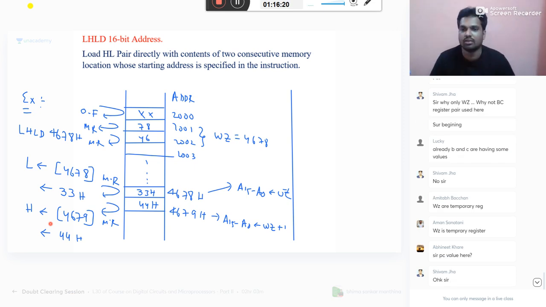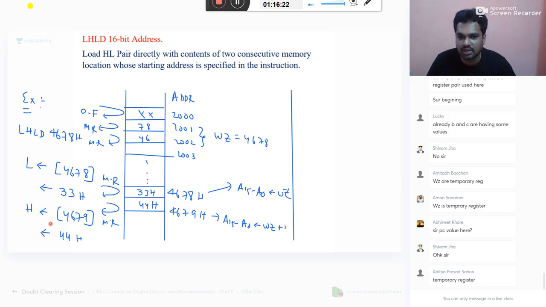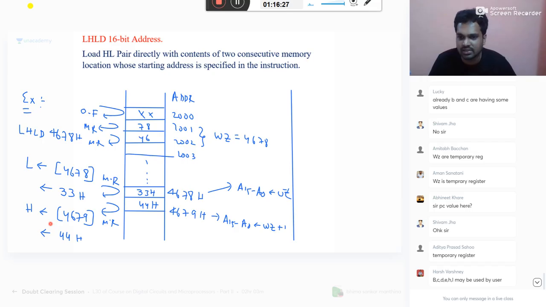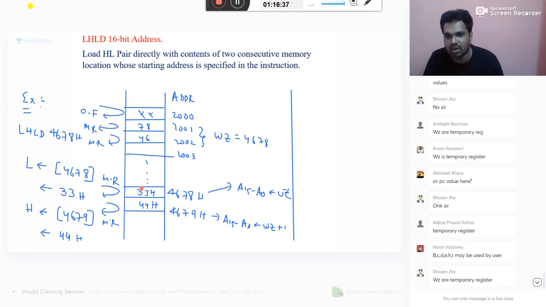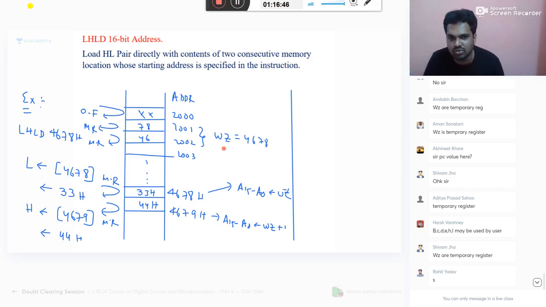Please tell me. W and Z are the temporary registers used for this purpose only, to store anything, and BC, DE, HL may be used by the user for other instructions, previous instructions. It is a program, you should think like that, not only this instruction. In this big program, BC, DE, HL are already used by someone else, or maybe having some data that should not be disturbed. WZ are used for that only.